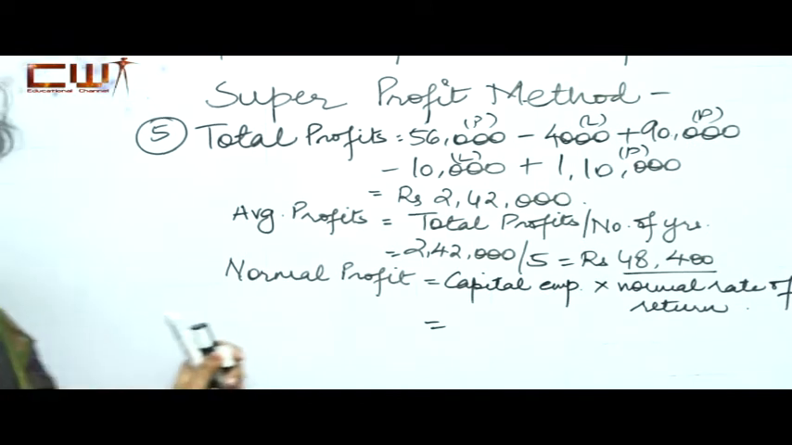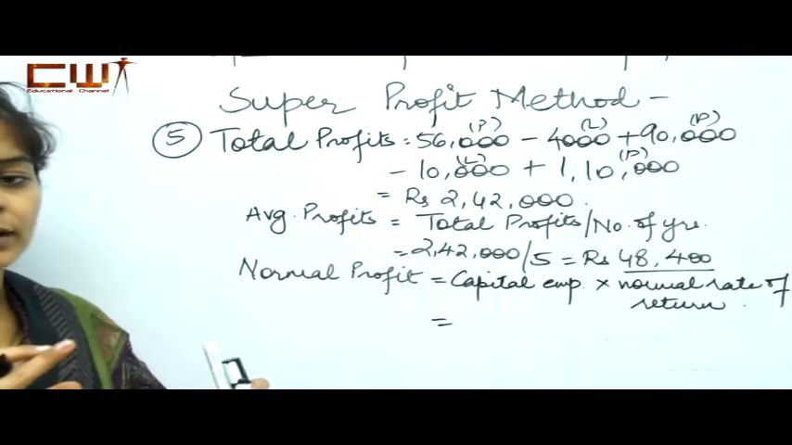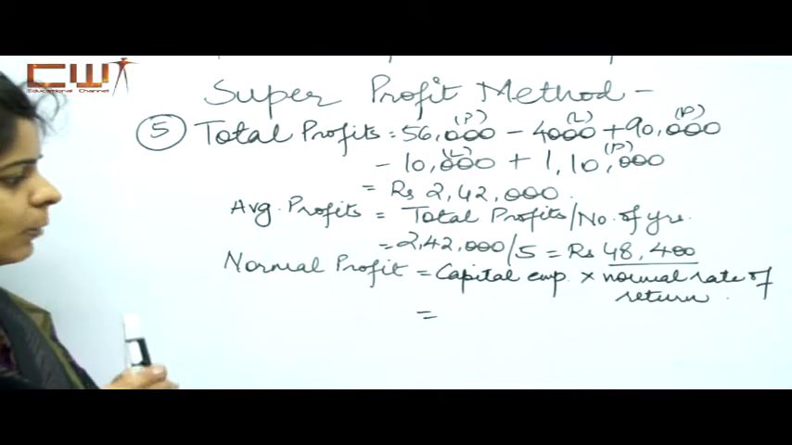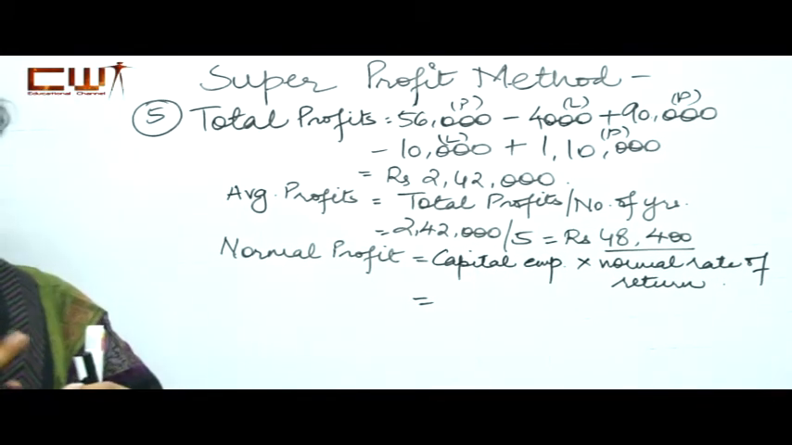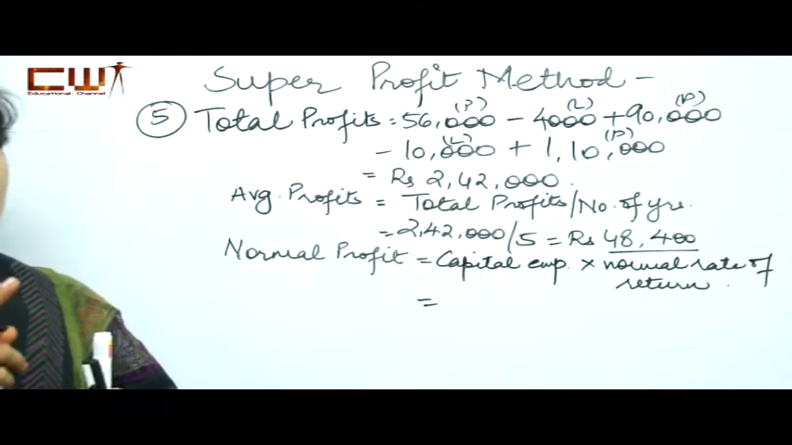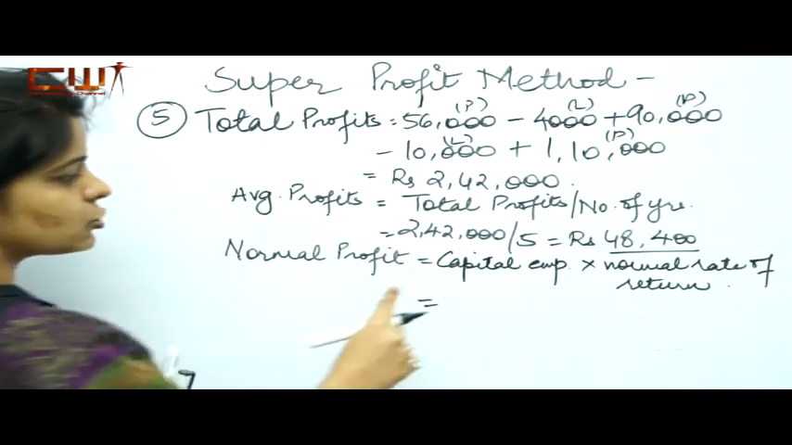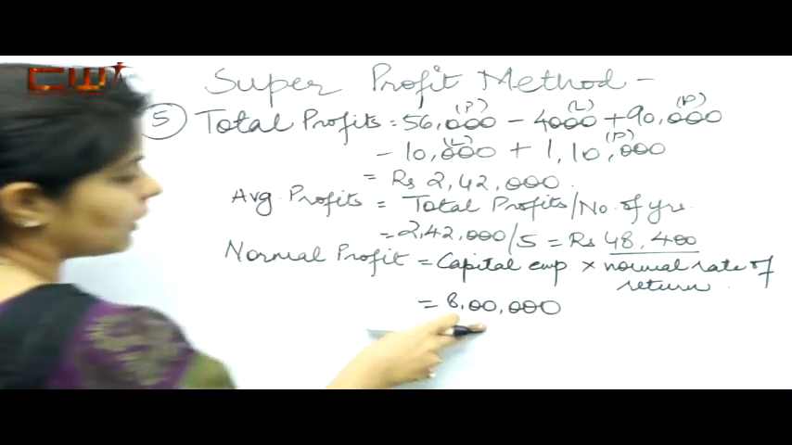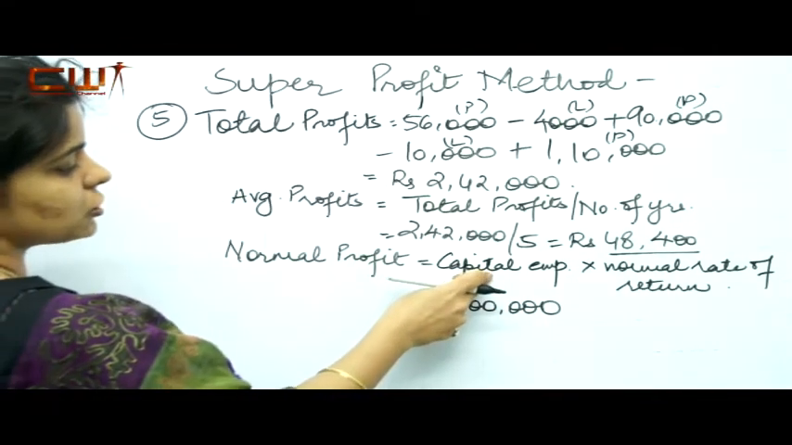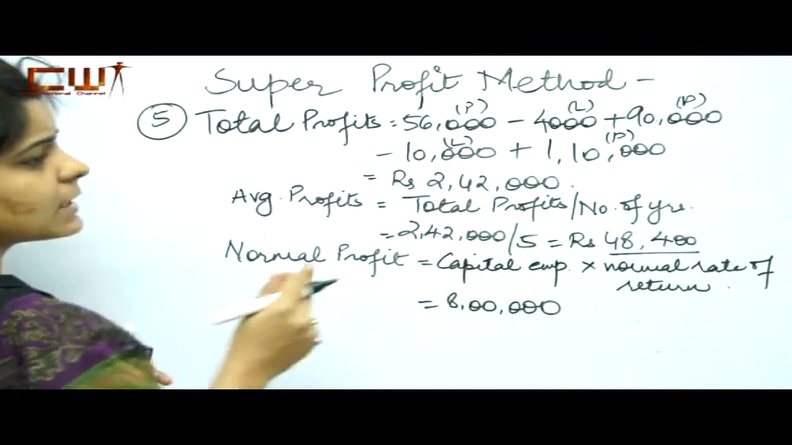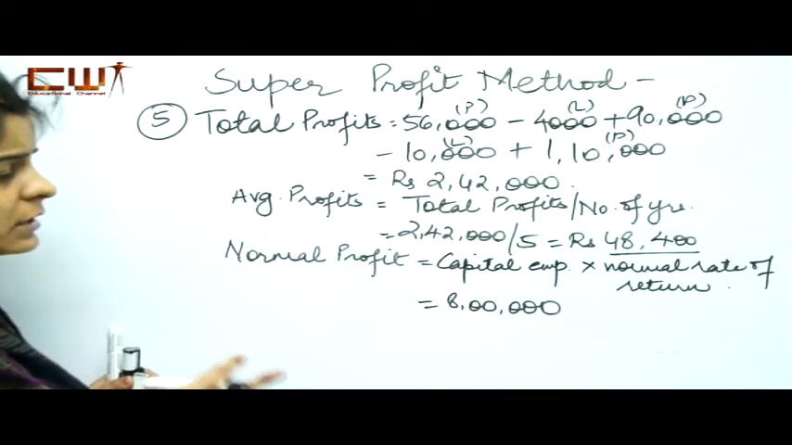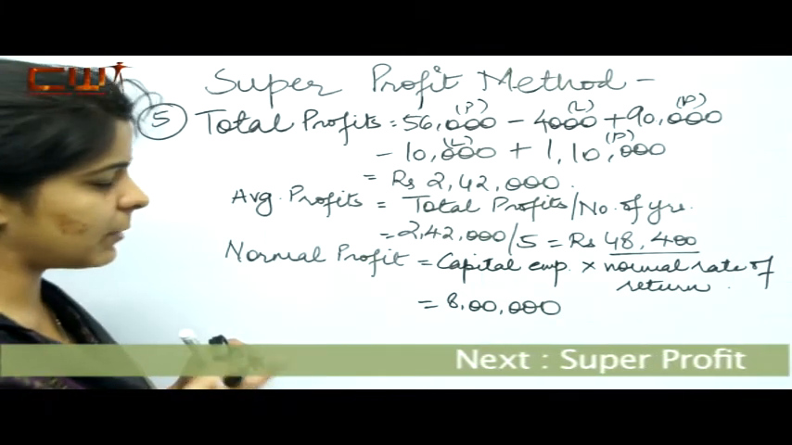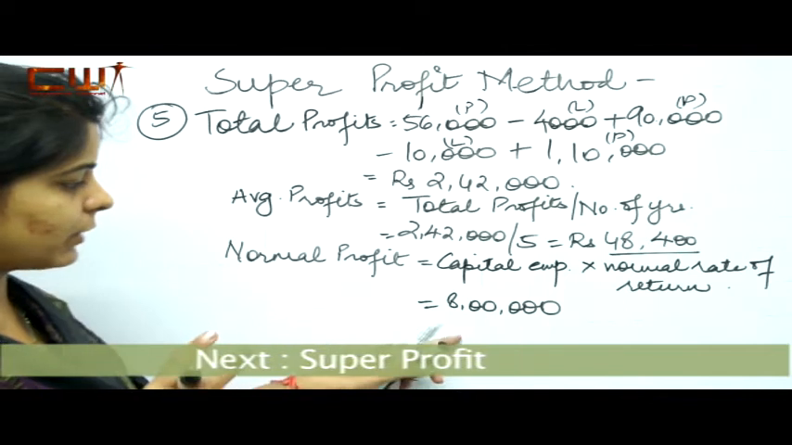So capital means total capital of the firm. How will you find out the total capital? By adding the capital of the two partners. Dinesh's capital is rupees 6 lakh, Rakesh's capital is rupees 2 lakh. So total capital will be 8 lakhs. How did you get this 8 lakhs? Total capital means adding the capital of the two partners, Dinesh and Rakesh. You add them up and you get 8 lakhs.